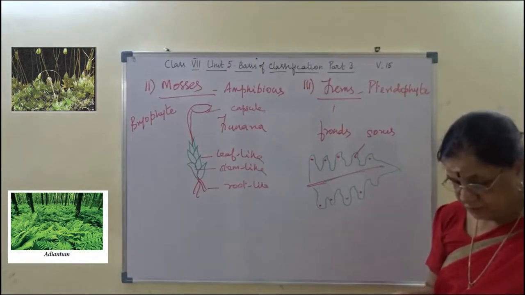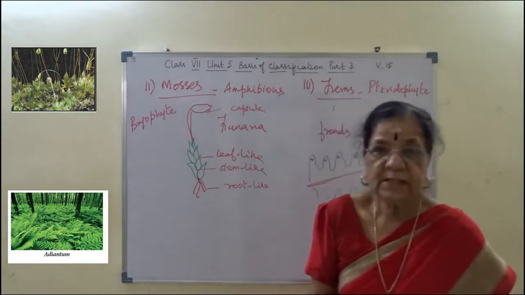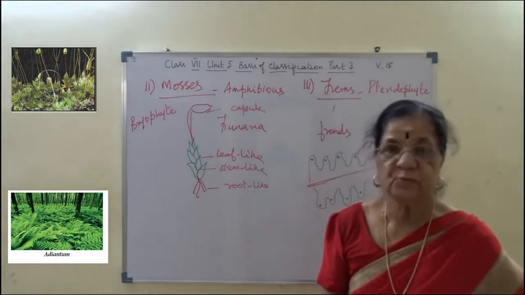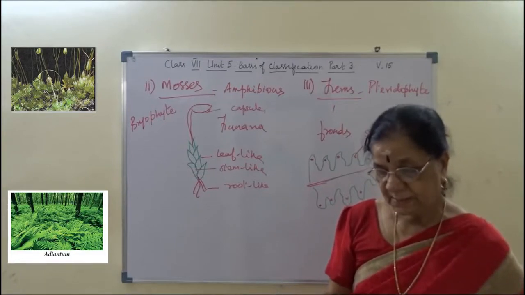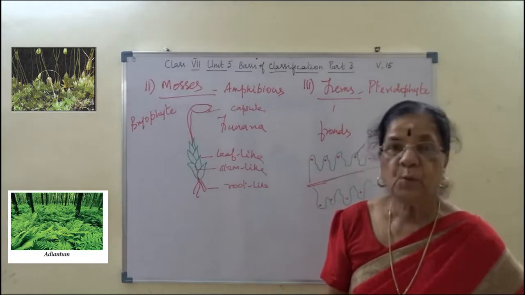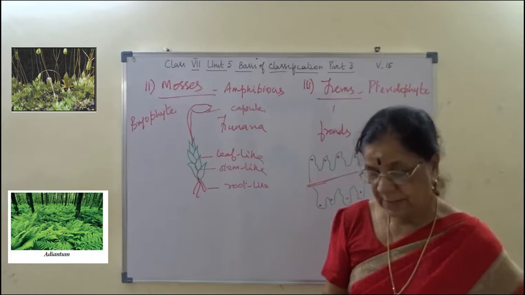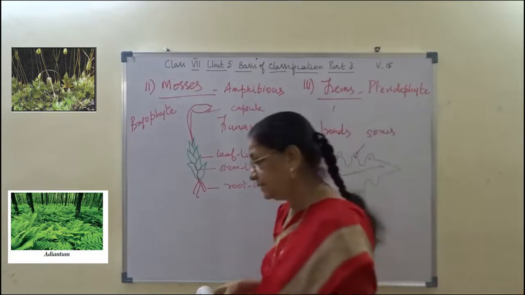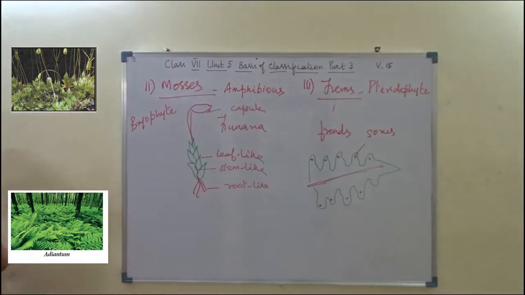Specialized vascular tissues are found for the conduction of water and food. Basically, they are the first land plants, which grow well in shady, moist and cool places. Example, Adiantum. Adiantum is a variety of fern.